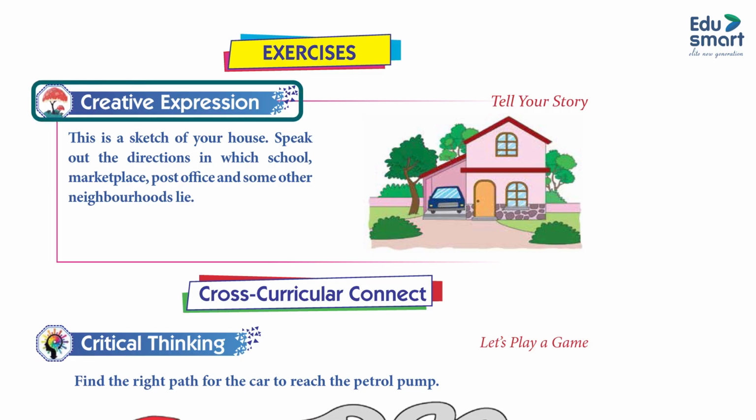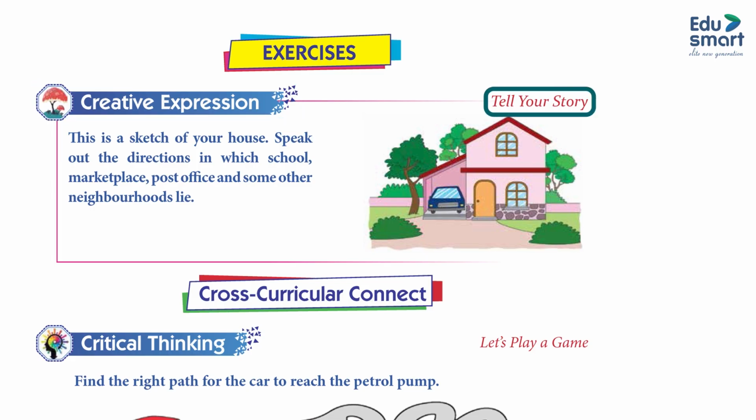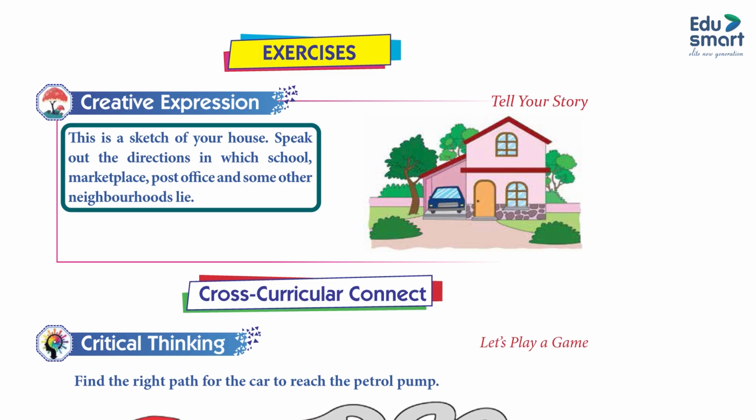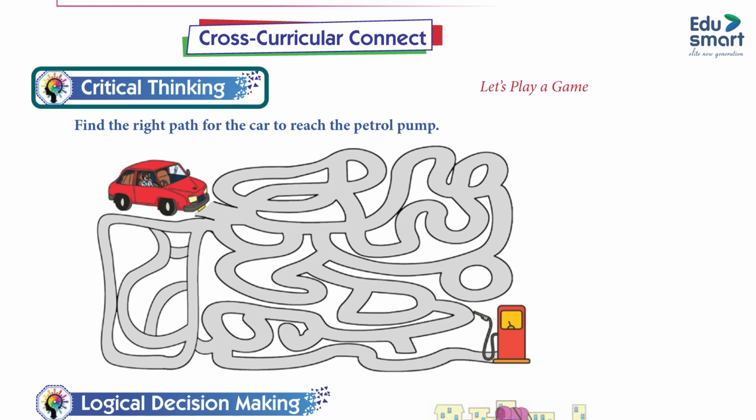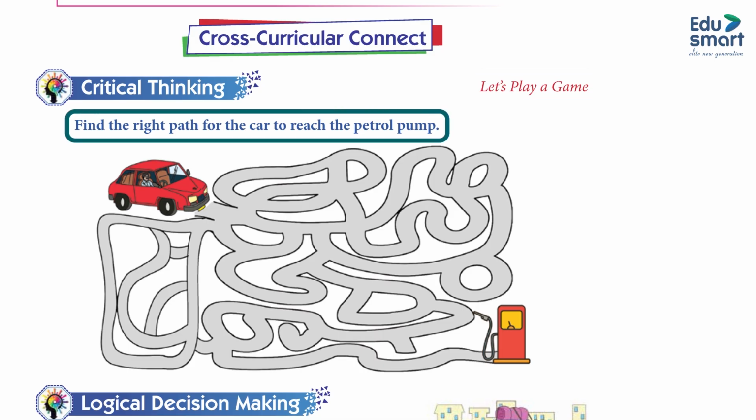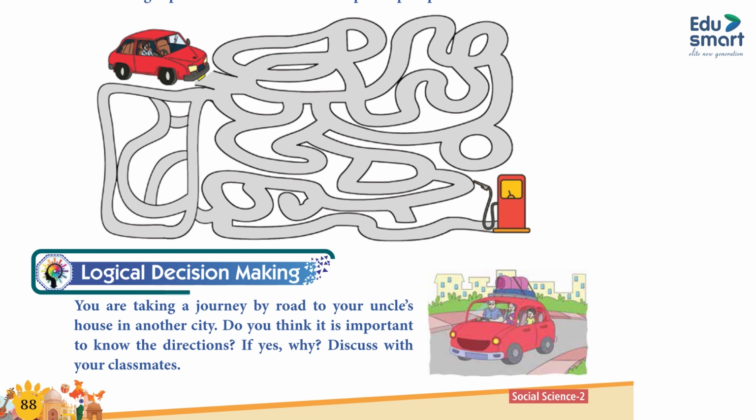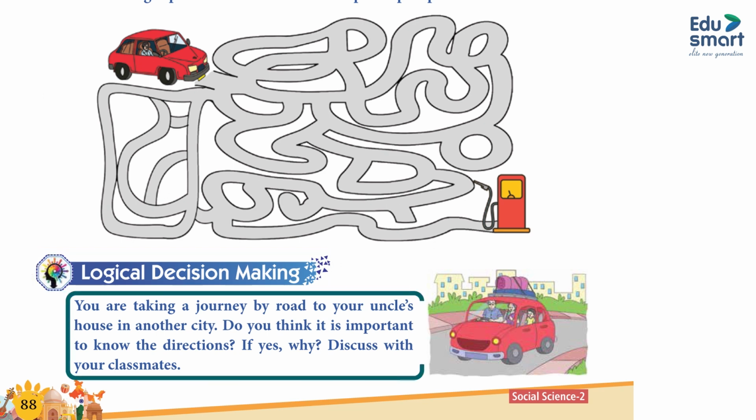Exercises. Creative expression. Tell your story. This is a sketch of your house. Speak out the direction in which school, marketplace, post office and some other neighborhoods lie. Cross-curricular connect. Critical thinking. Let's play a game. Find the right path for the car to reach the petrol pump. Logical decision making. You are taking a journey by road to your uncle's house in another city. Do you think it is important to know the directions? If yes, why? Discuss with your classmates.